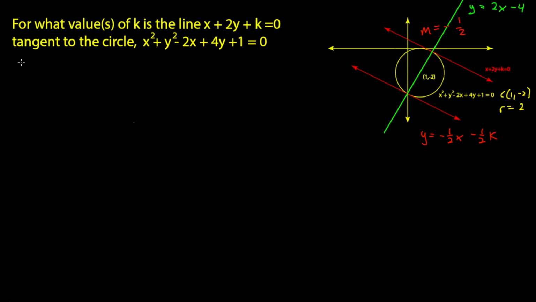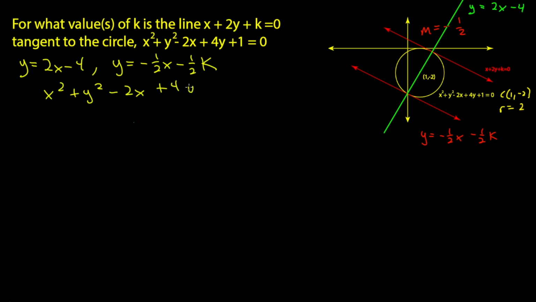All right, here we go. So y equals 2x minus 4, comma, y equals negative 1/2 x minus 1/2 k. And then we also have the circle. X squared plus y squared minus 2x plus 4y plus 1 equals 0. Now we're going to set up how we solve this thing. Again, ask your teacher if you can use a calculator. If you have to do it by hand, don't do it if you're tired.